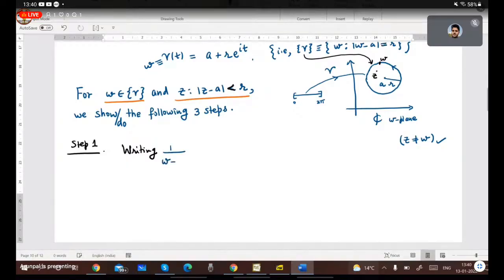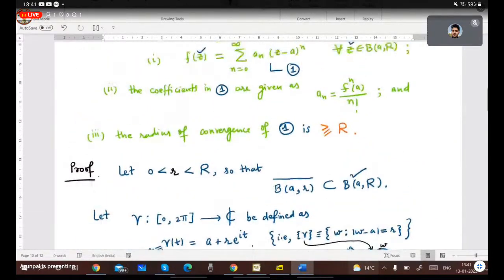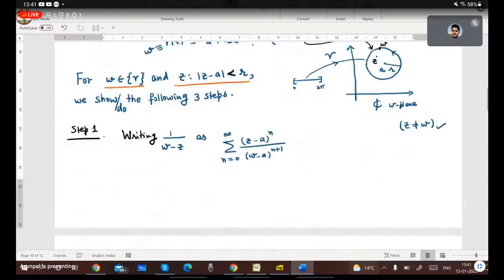So the step one is writing 1 upon W minus Z as summation n going from 0 to infinity Z minus A to the power n divided by W minus A to the power n plus 1. Let me call it 2. So first of all, class, I shall be writing this expression like this. So let's start.